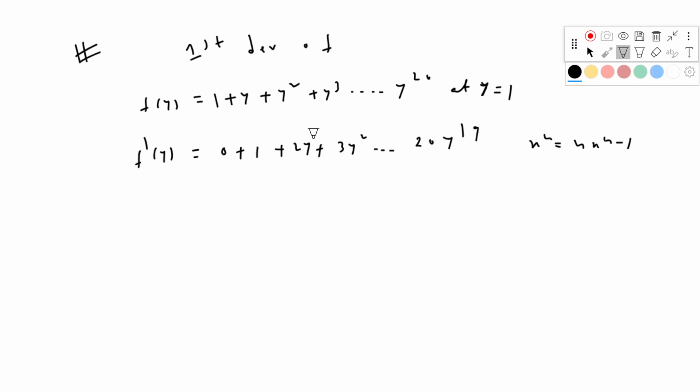Here 3y power 3 minus 1, 3y square. Okay. Next. So you have to put y value as 1 at y equal to 1. Put y value here. So you will get 1 plus 2 into 1, 2 plus 3 into 1 square, that is 3, and so on, 20. If you put y value, just add these things, you will get the value. Okay. Next.